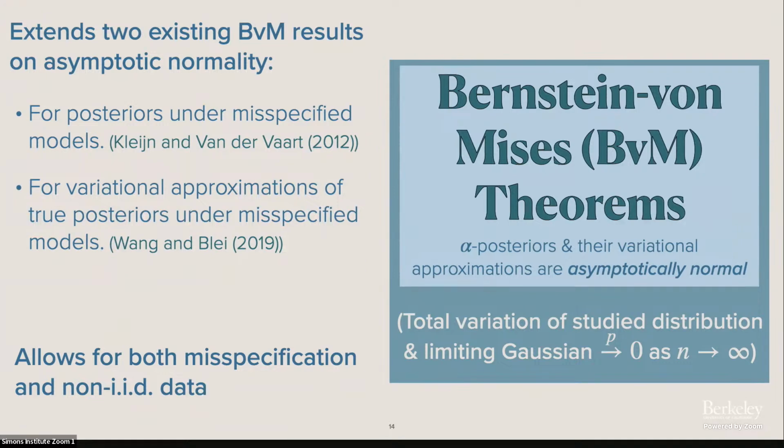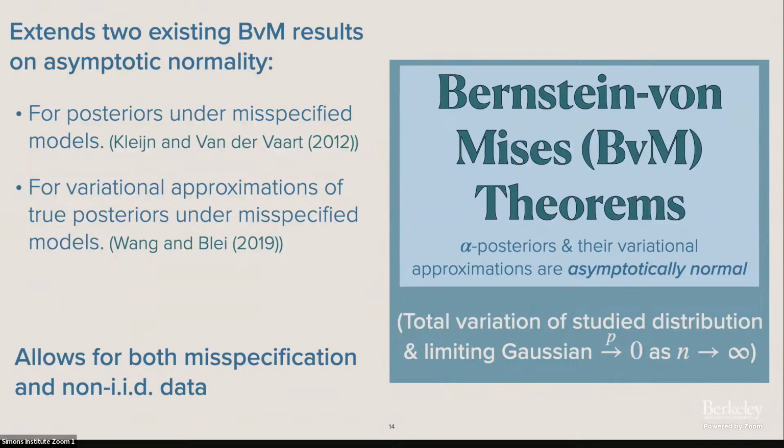For standard posteriors, so alpha equals 1 posteriors, there's a classical result by Kleijn and van der Vaart that gives us asymptotic normality under misspecified models. And more recently, by Yixin Wang and Dave Blei, there are asymptotic normality results for variational approximations under model misspecification. So our first goal was to extend these when we study the alpha posterior or the variational approximation to the alpha posterior.